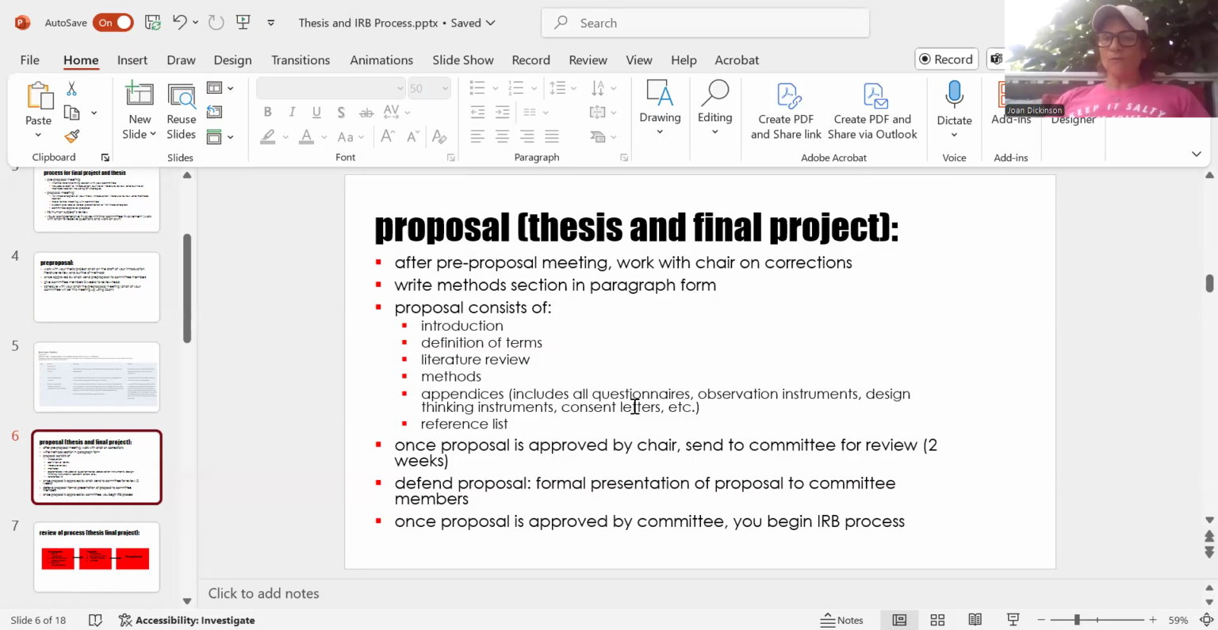Once the proposal is more finalized, the chair again will send it out to the committee. You give the committee 2 weeks to review, and then you will defend your proposal. This is a more formal presentation. It's a verbal presentation done on Zoom. Most of our students use PowerPoint to do that presentation. Once the proposal is approved by the committee, then you have successfully defended your proposal, and then you can begin the IRB process.